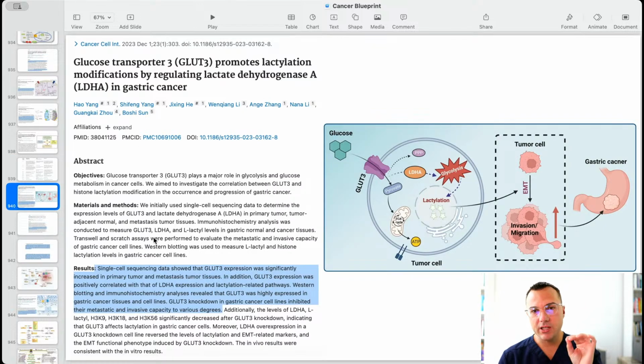The reason I brought this particular paper to light is because I thought it was fascinating: when these researchers knocked out or got rid of the GLUT3 transporter in this particular cancer, gastric cancer, it inhibited their metastatic potential and their ability to invade other tissues to varying degrees. So these GLUT transporters are critically important to cancer's ability to not only sustain itself in survival, but also to invade other tissues and metastasize, which is what generally will harm and kill patients, which obviously we don't want.